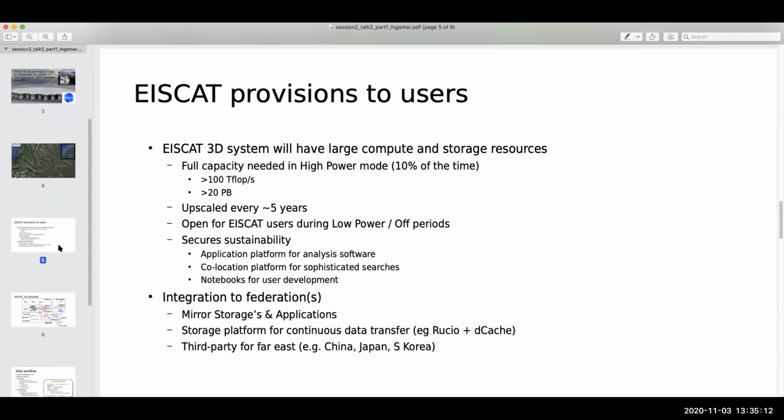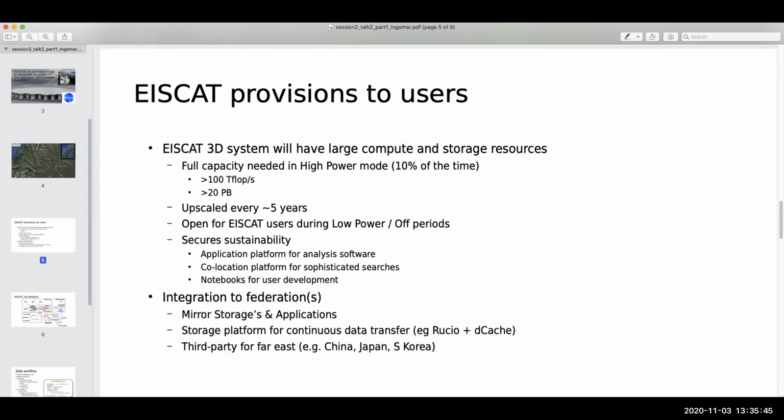Next slide, please. So EISCAT, when it's ready, will have very large computer storage resources. When we run the radar in full power mode, which is about 10% of the time, we need at least 100 teraflops and about 20 petabytes of storage. And this will be upscaled in about 5 years, as funding is enough.